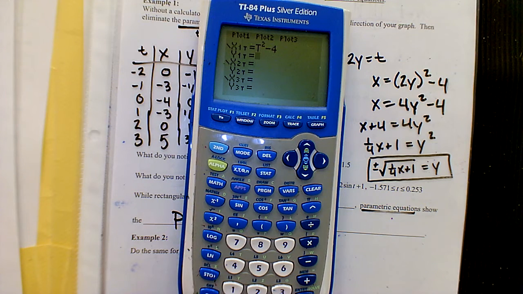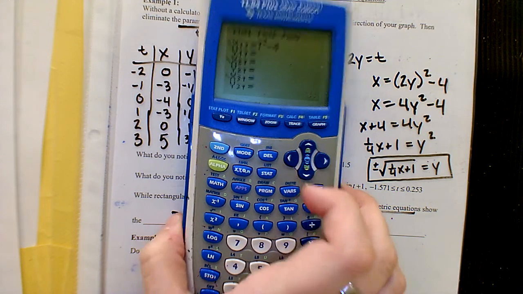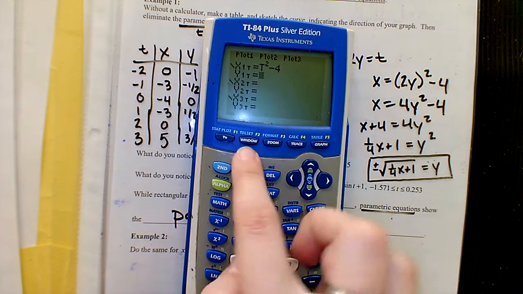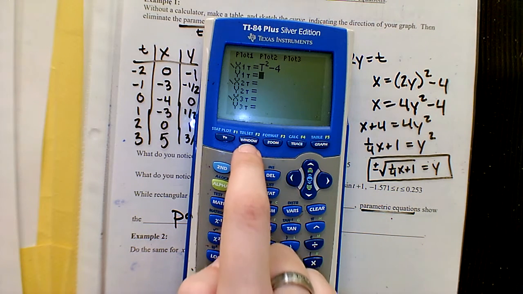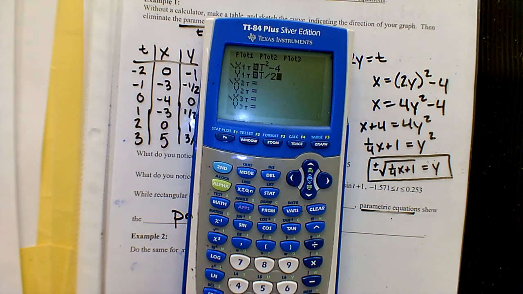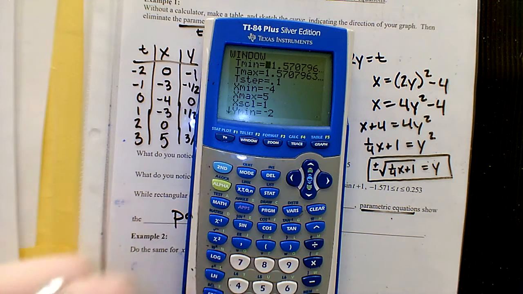How come it still only graphs half the graph? It still only graphs the top portion of the graph. Why is that? We're going to go to window. We might have to change some things there, okay? And our Y equation was Y over 2, okay? Let's go ahead and go to window.